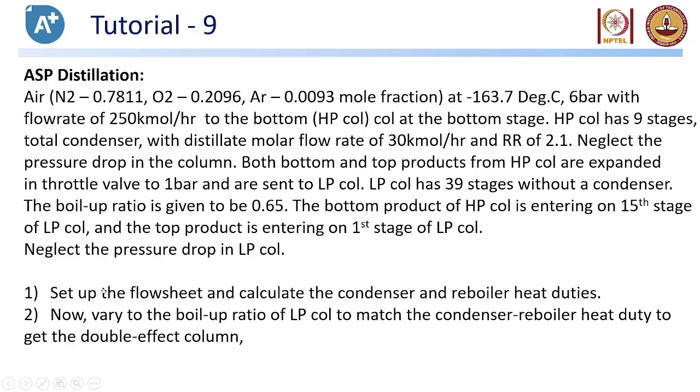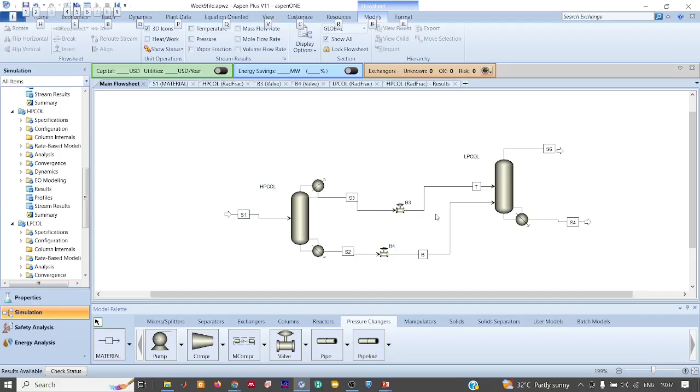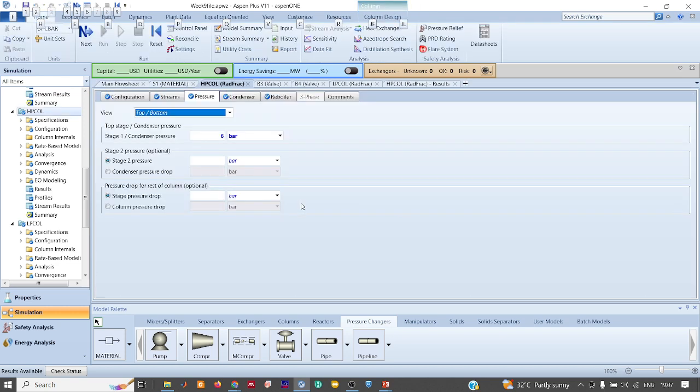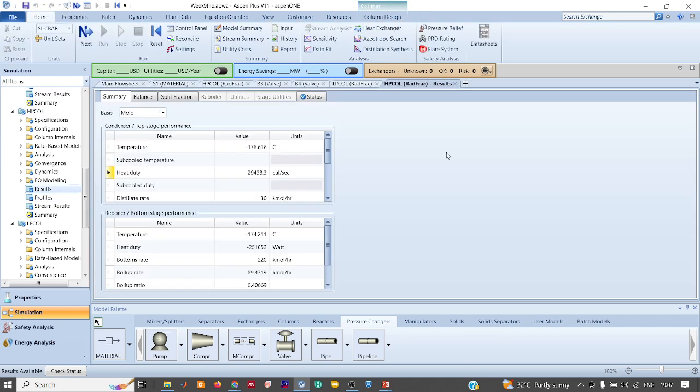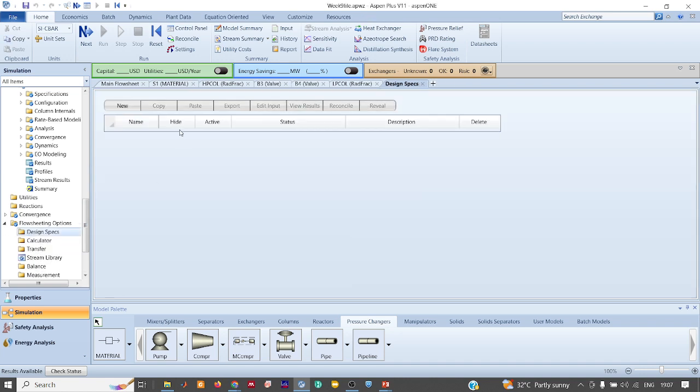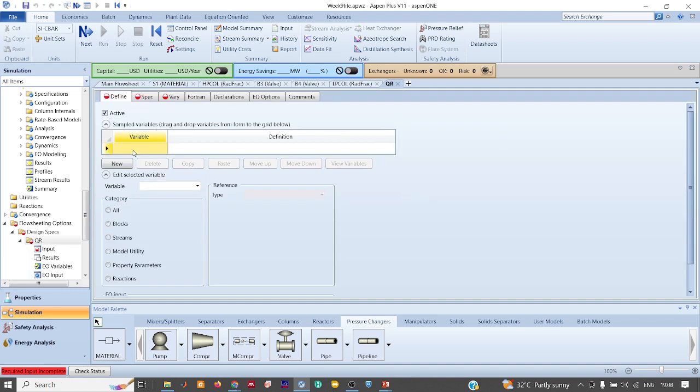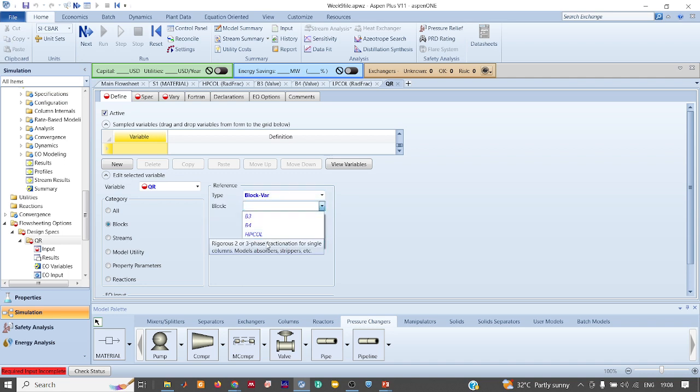Fine. The second part says vary the boiler pressure to match the condenser and reboiler heat duty. So, if you disturb this one, the only value which will change is the reboiler heat duty, right? However, the condenser value of LP remains the same. So, what we can do is just go to design spec. So we'll say Q reboiler, Q condenser. Okay. So which reboiler are we talking? We want the reboiler of LP column, right?